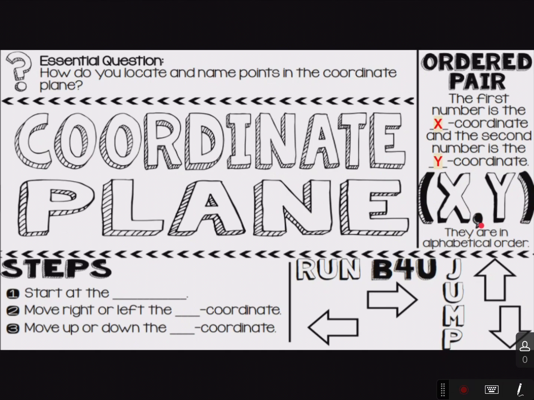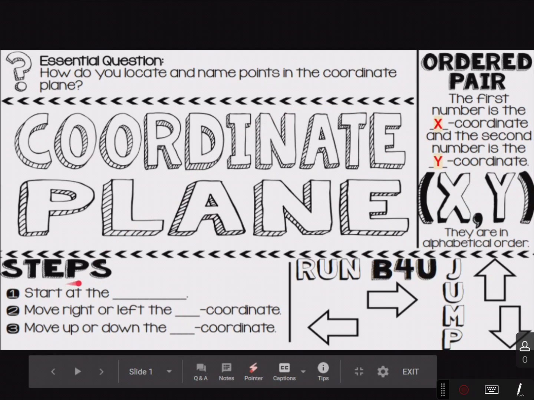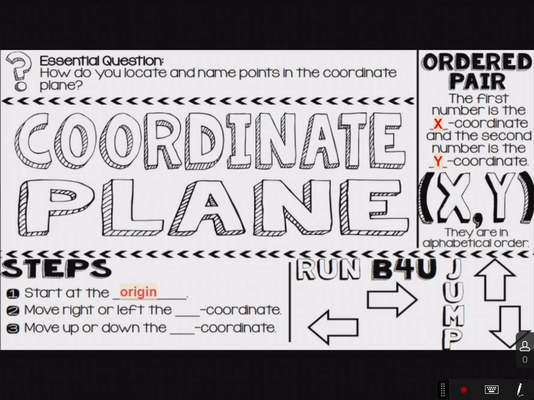Once we have an ordered pair, we can take that information and go to our coordinate plane. Here are the steps that you would follow in order to plot your point on a coordinate plane. First, you're going to start at your origin. This is where the two axes cross. So the x-axis and the y-axis, right where they cross, that is called your origin. This represents the ordered pair 0, 0. This is at the 0 on what a number line would be.